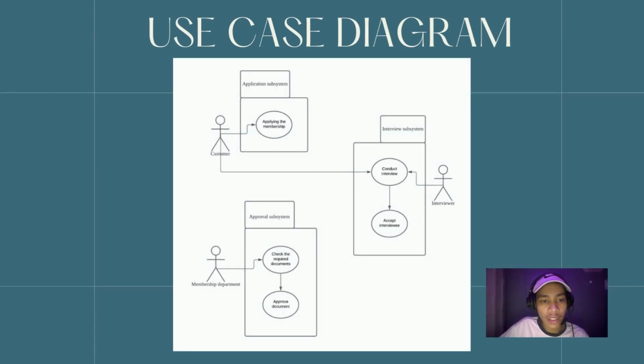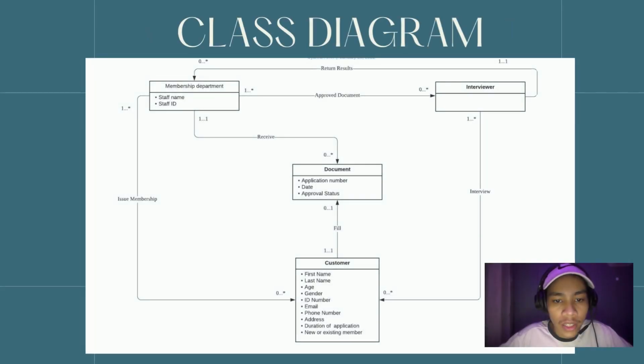Next, this is the second use case diagram. This use case diagram has been divided into three subsystems, which are the application subsystem, approval subsystem, and interview subsystem. This will help us to have a clearer vision of the program. Lastly, this is the class diagram for all of the use cases.